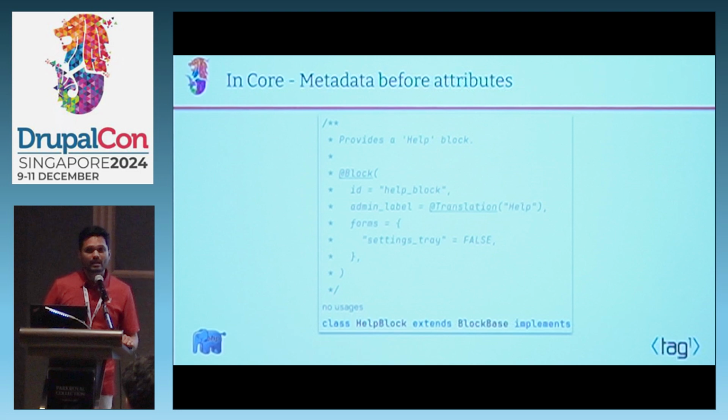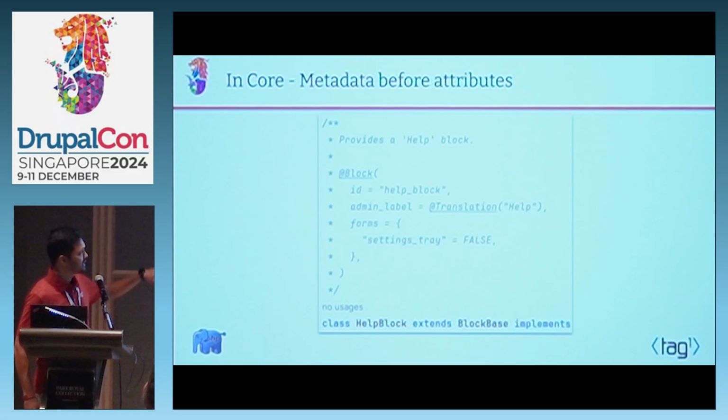Yeah, as I said, again, taking the example of block, this is how block plugin used to be declared. So there is this special @block, which is an annotation. You provide the ID, you provide the admin label, you provide if it has a settings form, basically. Some blocks do have configuration options, configure block. You provide it with the use of attributes.